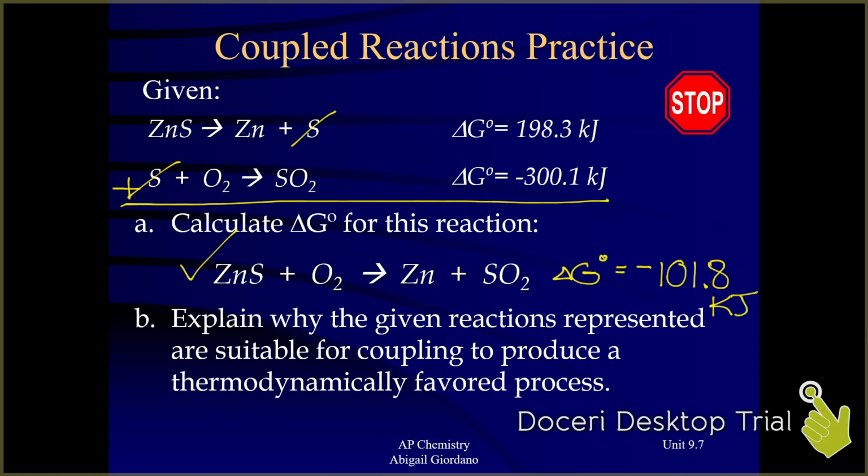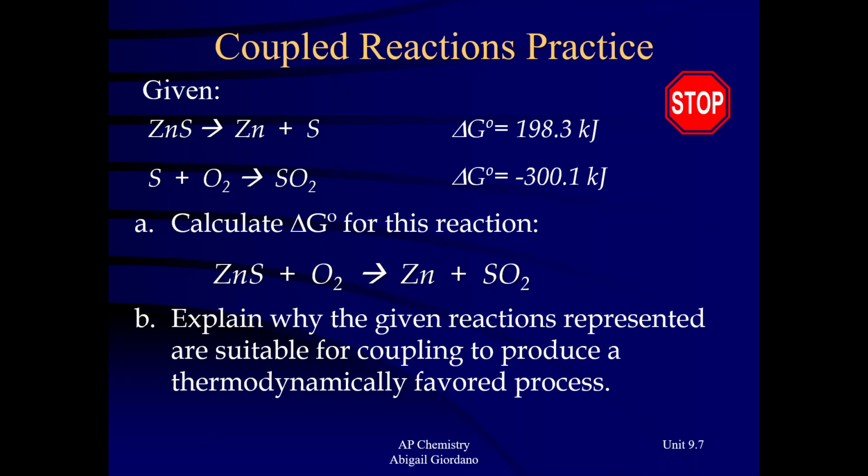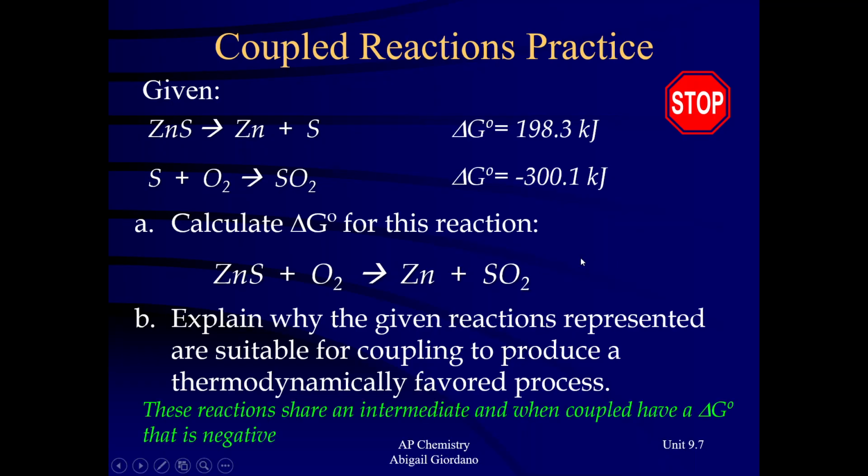Part B says explain why these given reactions are suitable for coupling. Remember, not every situation is the best for coupling, but why is this suitable to give us a thermodynamically favored process? I simply said these reactions share an intermediate, and when they are coupled, they give us a delta G that is negative.